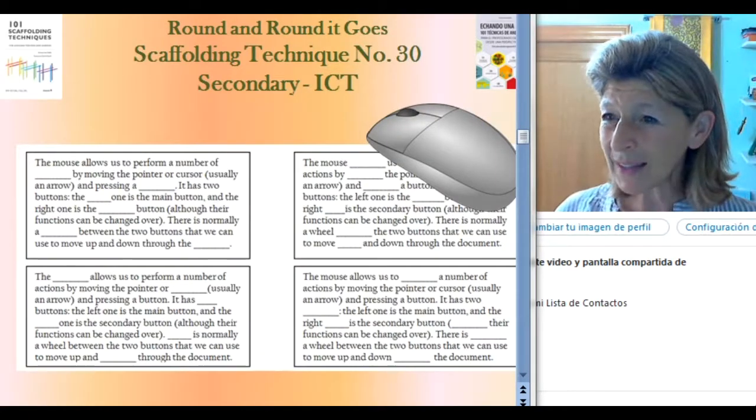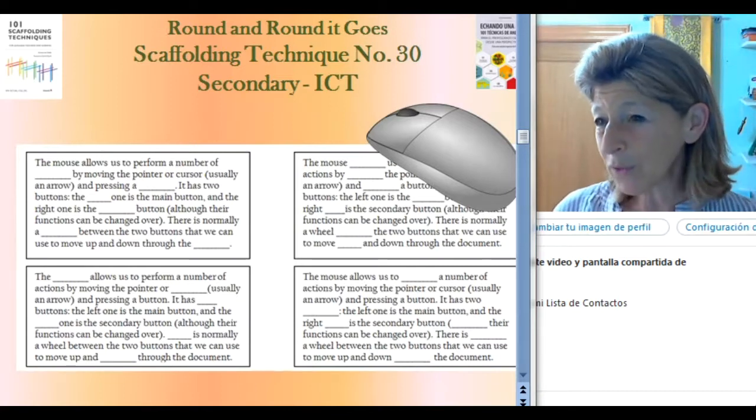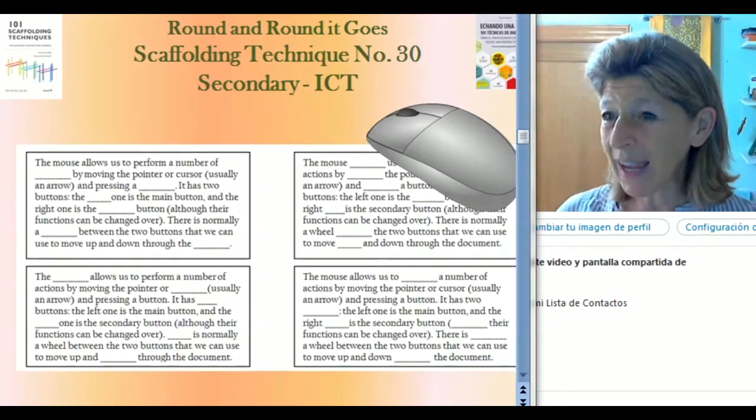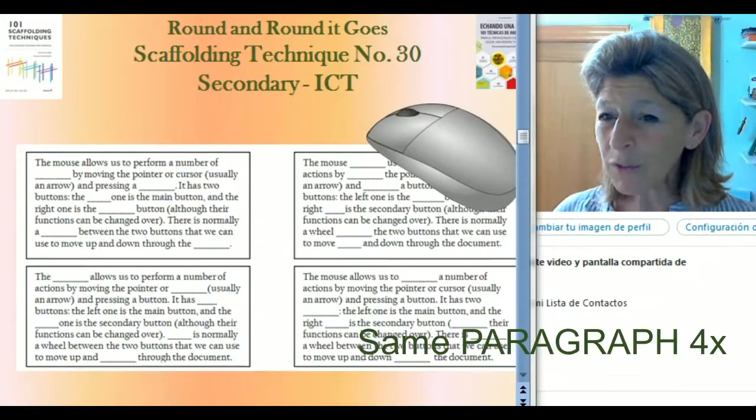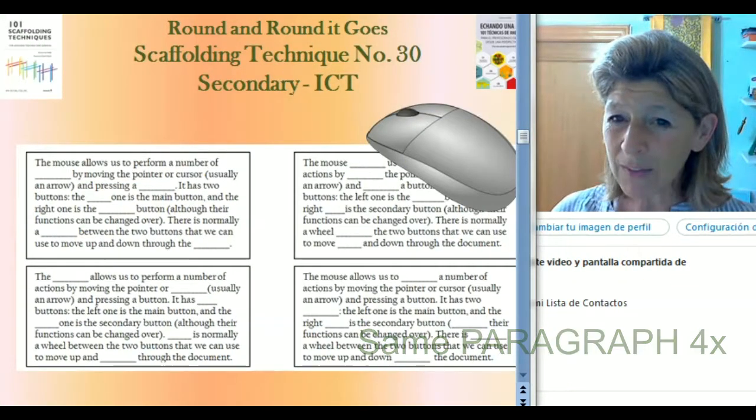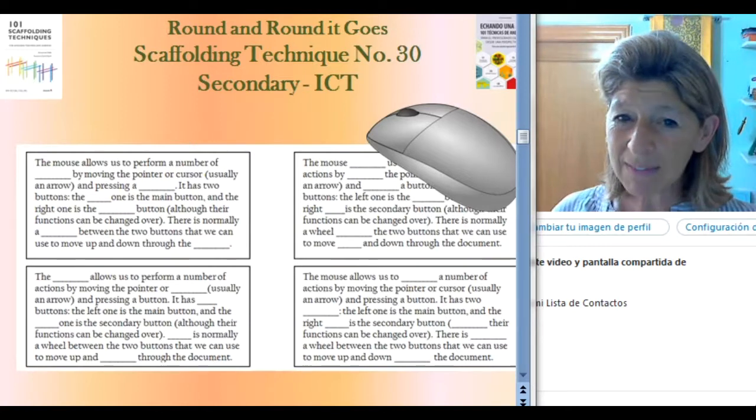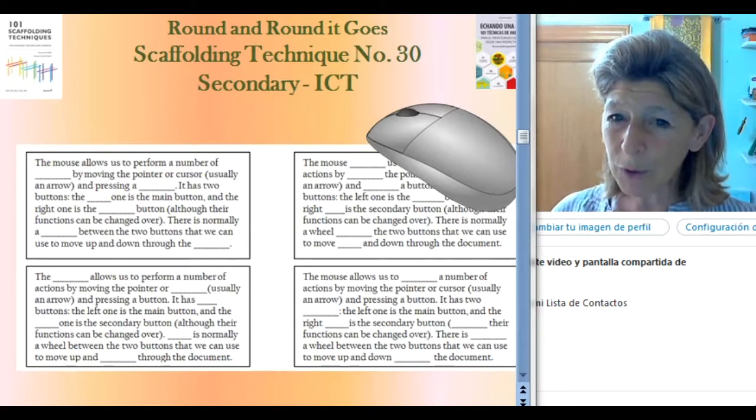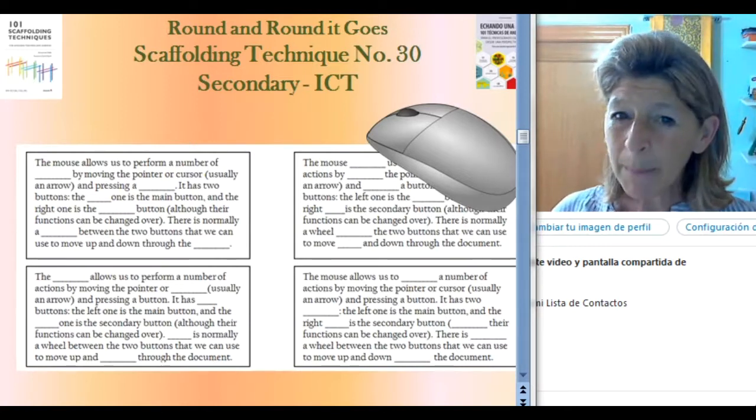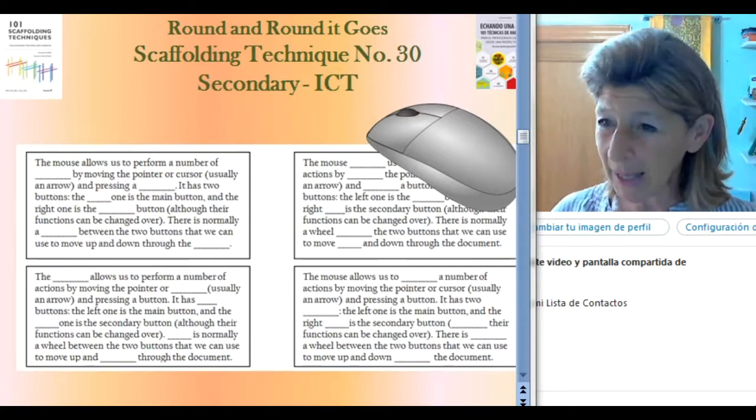And all we need to do, as I said, it's very easy to use this technique. We take one paragraph, preferably the first paragraph of a difficult text that they have to read, put it in 4 different text blocks, the same paragraph, and then take one word out of each sentence. In each text block, take a different word out. So if you see the top left, it says, the mouse allows us to perform a number of blank by moving the pointer or cursor, usually an arrow, and pressing a blank.